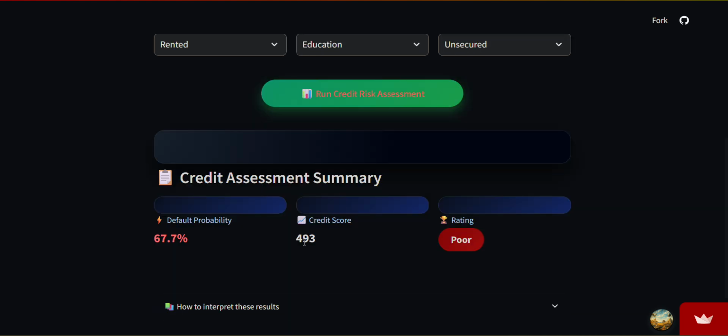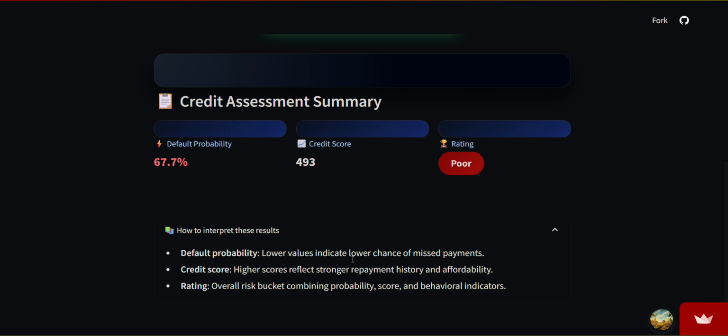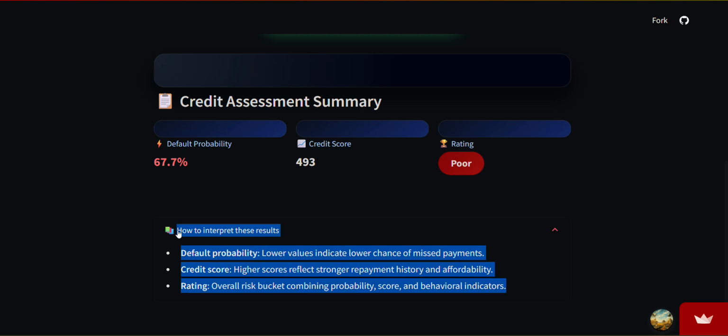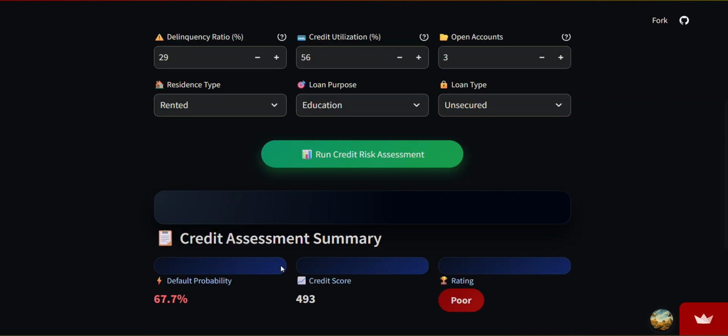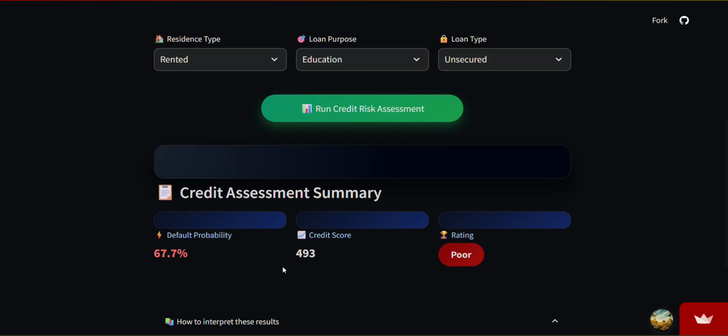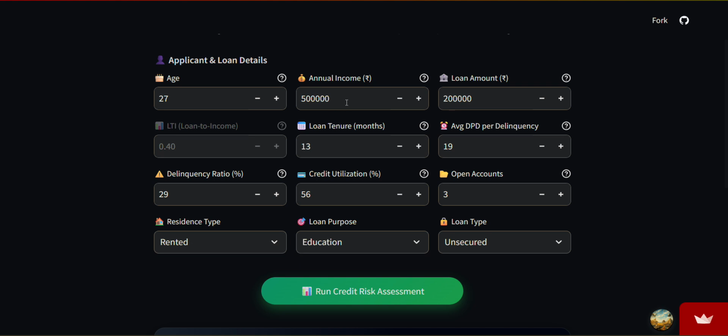As you can see, his credit score is pretty low and the default probability is high and the overall rating is poor. How do you interpret these results? And this is a brief description of it. Any loan disbursing agency will be extremely cautious before handing out this particular loan to this person.